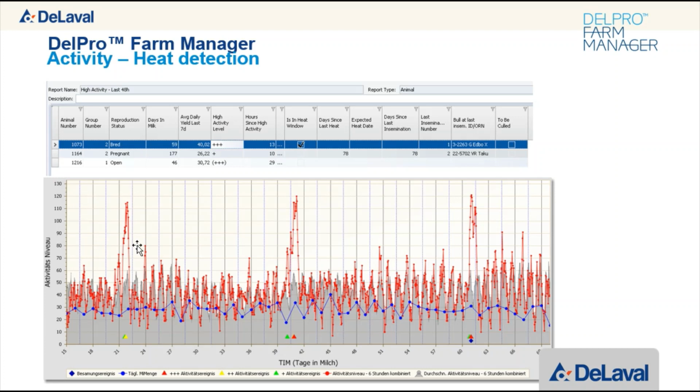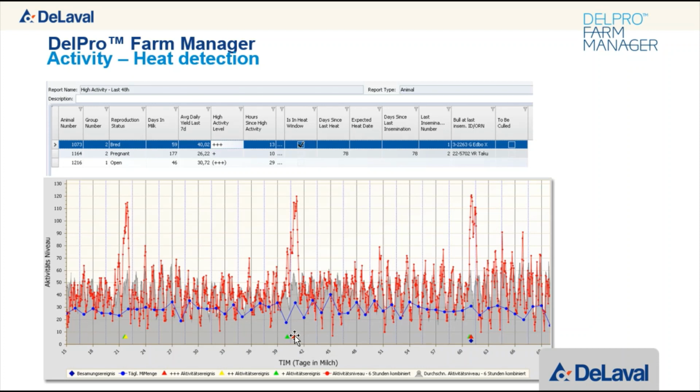This is an example of an activity graph for one cow, where we can see that the average activity is the same every day apart from these spikes. And these spikes have occurred after every 21 days, which means here the cow was in heat. And when there is a spike in this graph, the system generates an alarm as well.